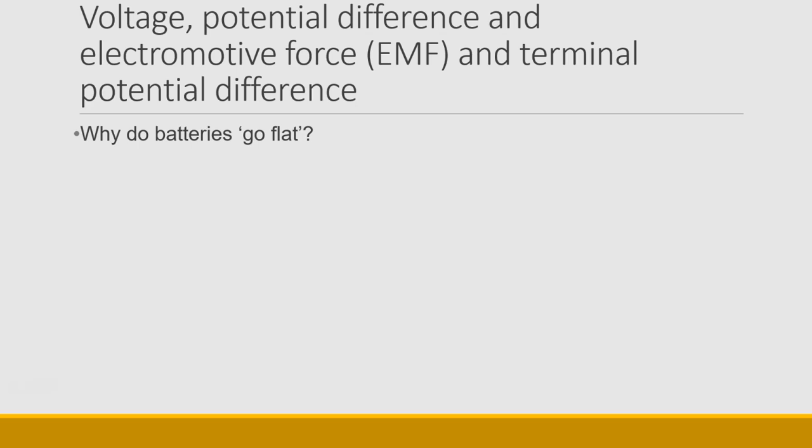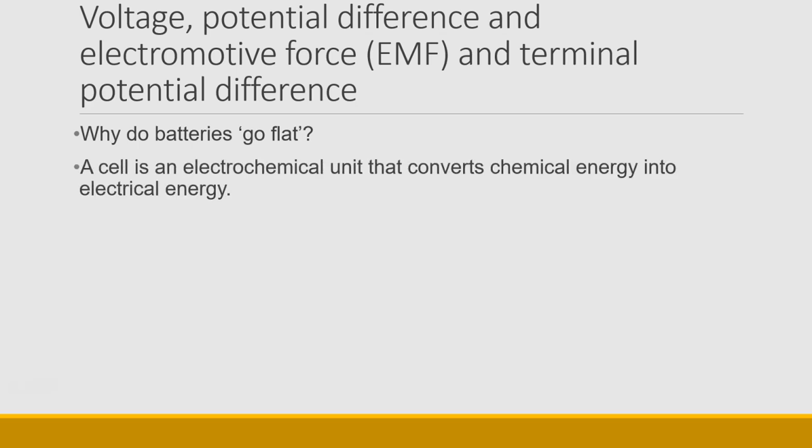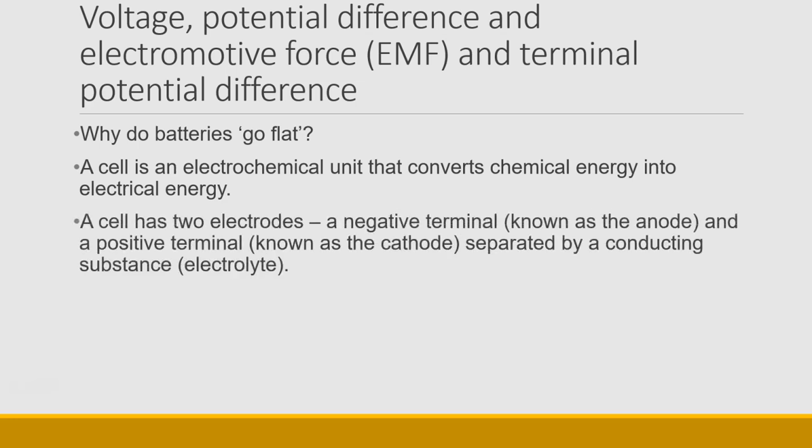Let's discuss what it is that makes batteries go flat. Remember that we defined a cell as an electrochemical unit that converts chemical energy into electrical energy. A cell has two electrodes. It has a positive terminal and a negative terminal. The negative terminal also has another name, which is the anode, and the positive terminal is also known as the cathode. And the anode and the cathode are separated by a substance known as an electrolyte, which is a conducting substance.